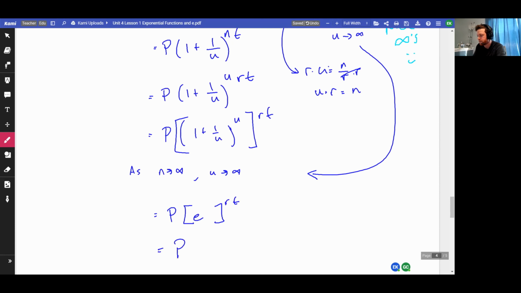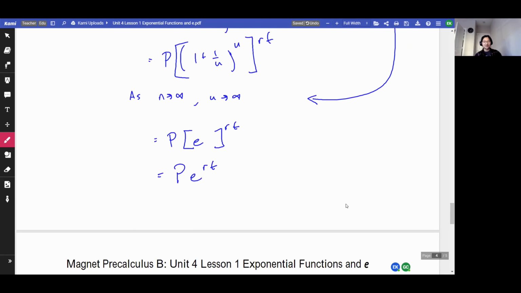Let's get rid of those brackets. P e to the rt. Endearingly referred to as Pert. Ugh, Pert. P e to the rt. I'd rather just say P e to the rt. It's pretty good, though. This is bad. Pert.